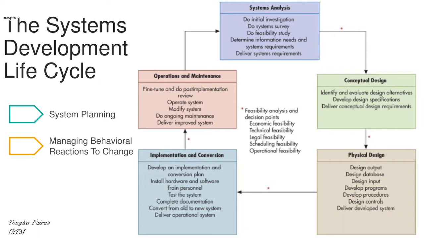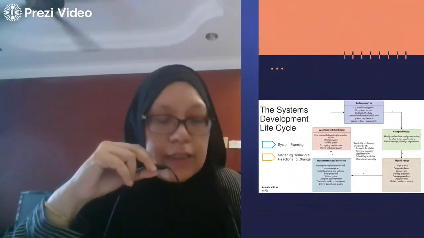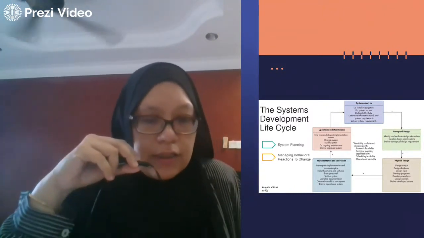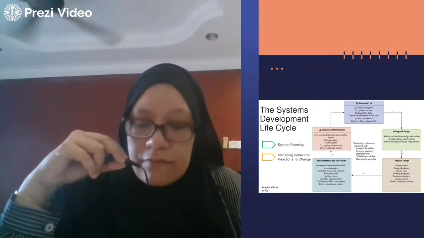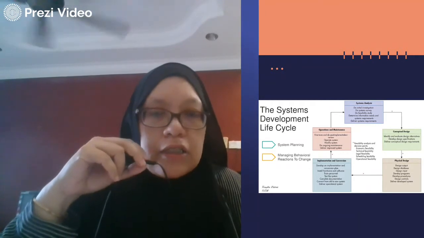So you don't need to bother about the steps. Sometimes the authors combine the steps and so on. But for your purpose in AIS 655, we mainly refer to this textbook, Romney. In this chapter 20, we are going to discuss in detail the system analysis. The other phases will be covered in chapter 21 and chapter 22.